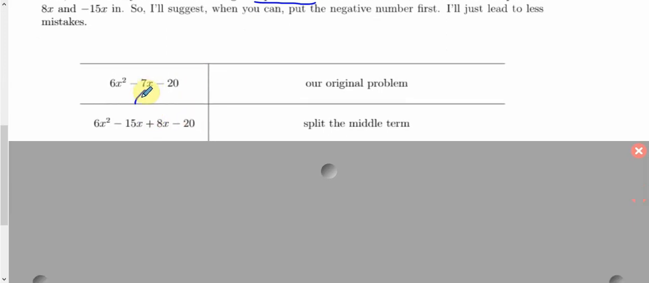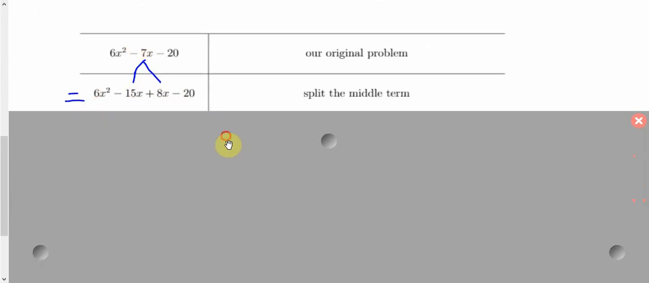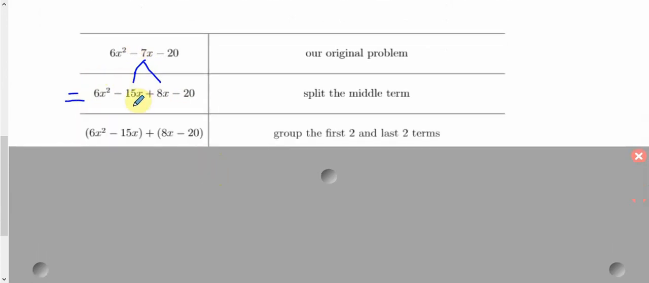So I split negative 7x into these two numbers, negative 15x and 8x. Ask yourself, are these two expressions equivalent? Yes, because negative 15x plus 8x is negative 7x. So these two expressions are equivalent. Group them, so just add your parentheses around the beginning and the end.